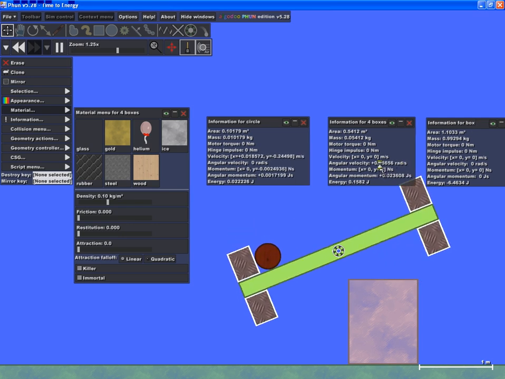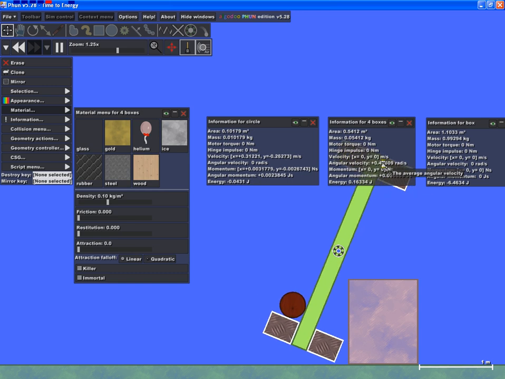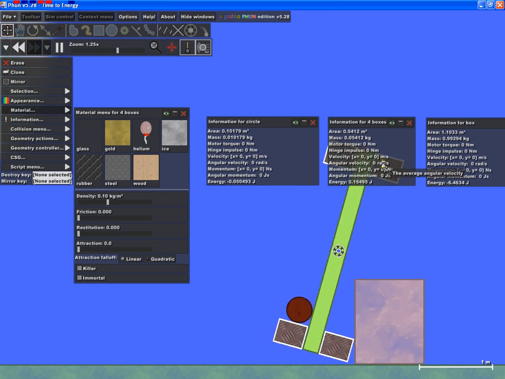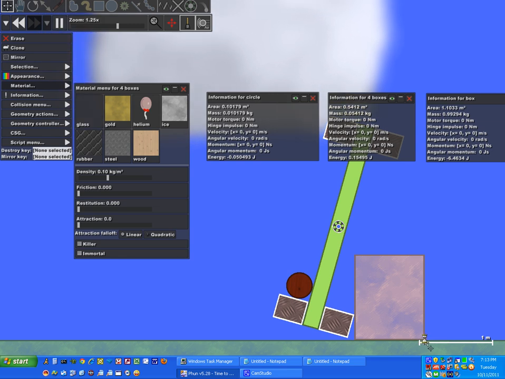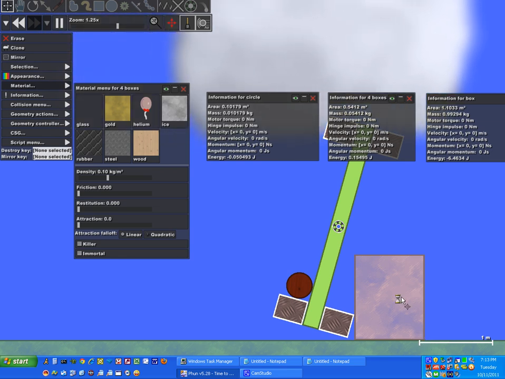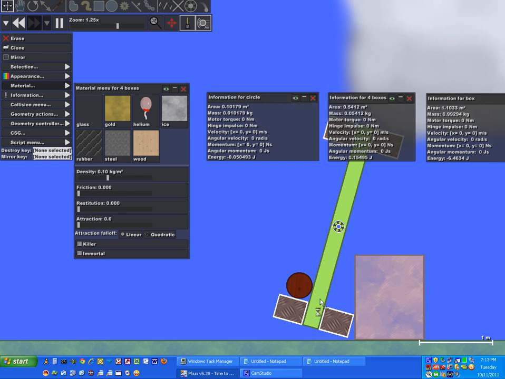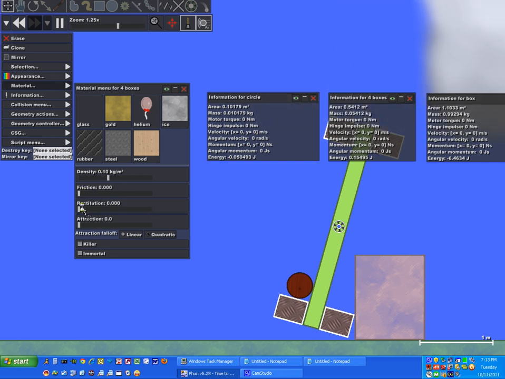We can see our angular velocity increasing right here. We have an impact angular velocity of about 0.4 radians per second. And we notice here that we did happen to move the corner of the ice just a little bit past its starting point. So we did impart some energy. We did get it to move. I also want to draw attention to the fact that the friction and the restitution and the attraction of the 4 boxes is set to 0.